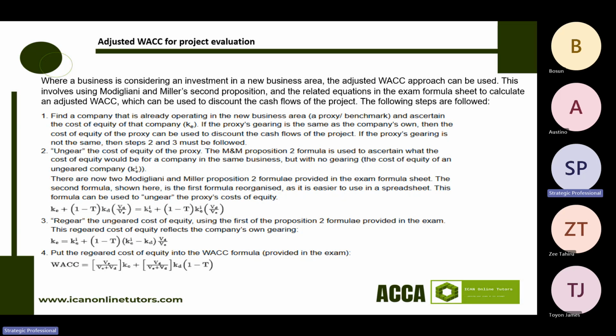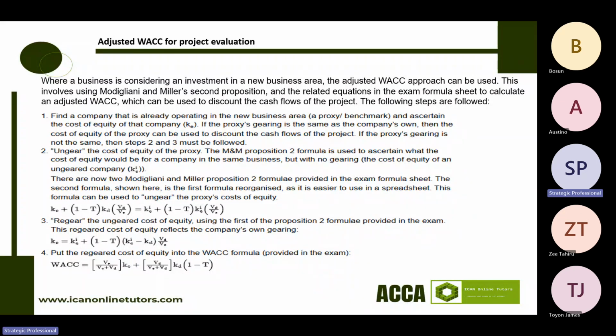So it means that we make use of the cost of proxies. If we don't have the same gearing structure, then step 2 and 3 must be followed. And what is in step 2 and 3?